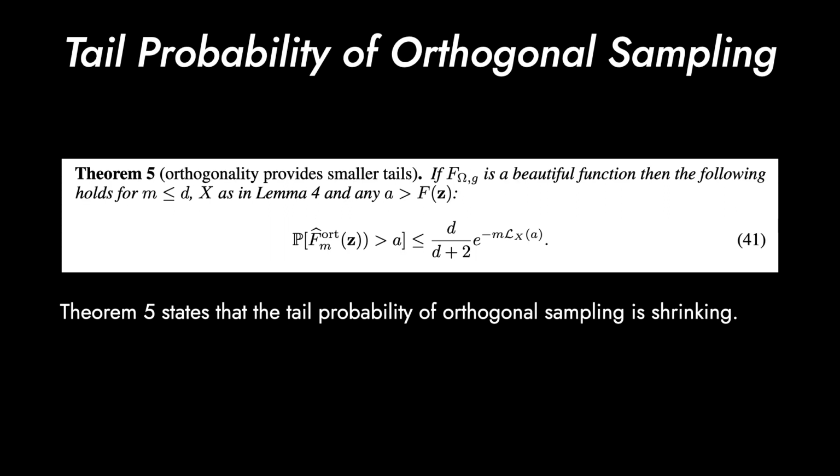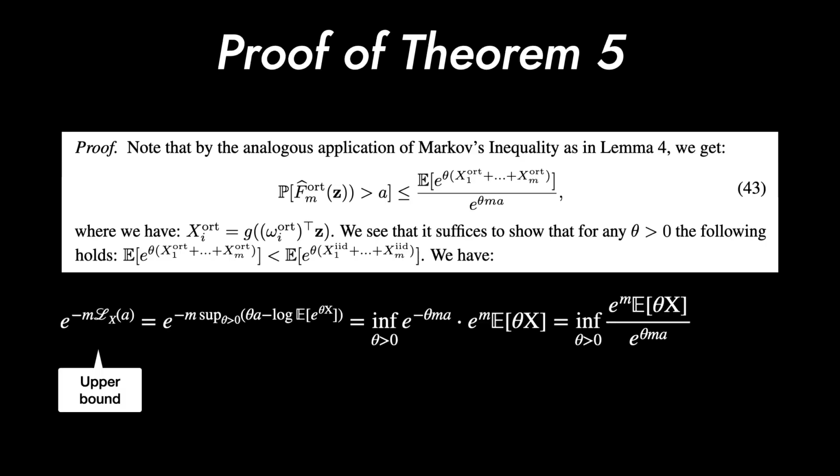We can show that the tail probability of orthogonal sampling is shrinking, which means that the distribution of the beautiful function f is concentrated to the center, a desired property. Let's just start with the upper bound of Lemma 4.